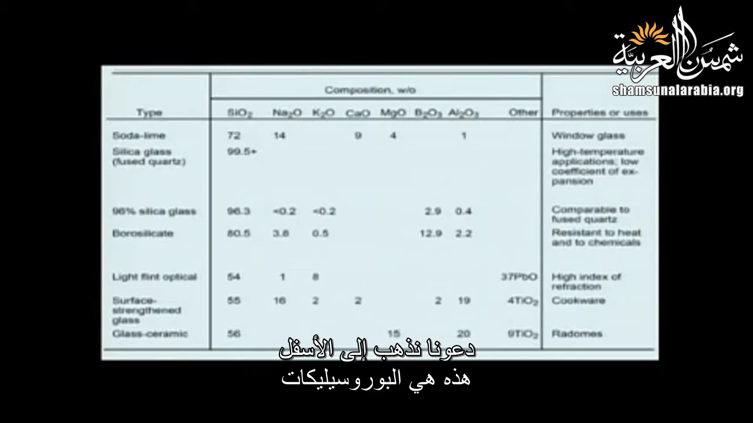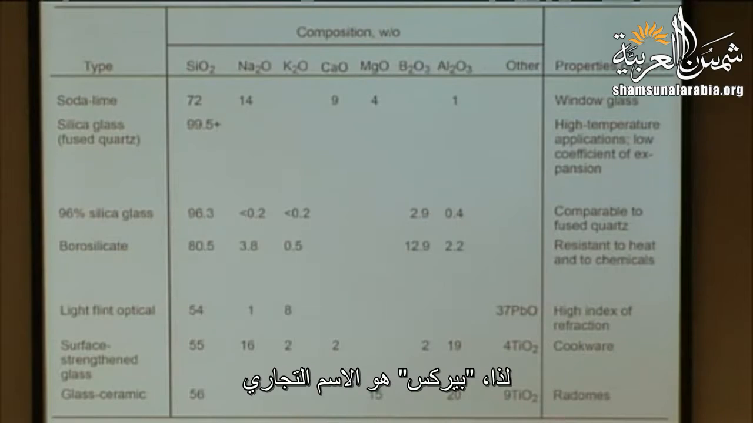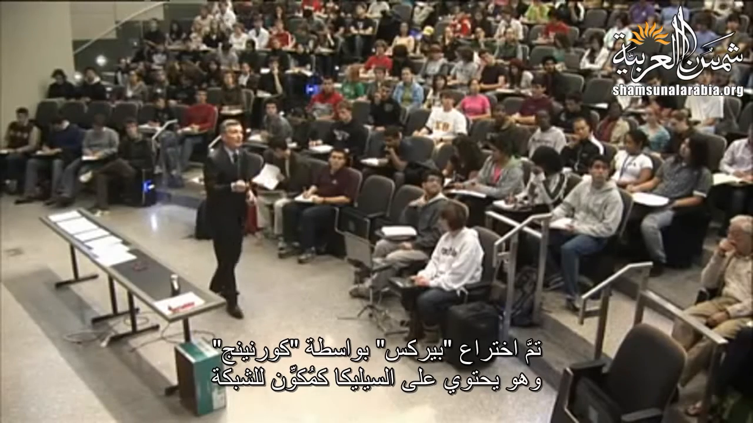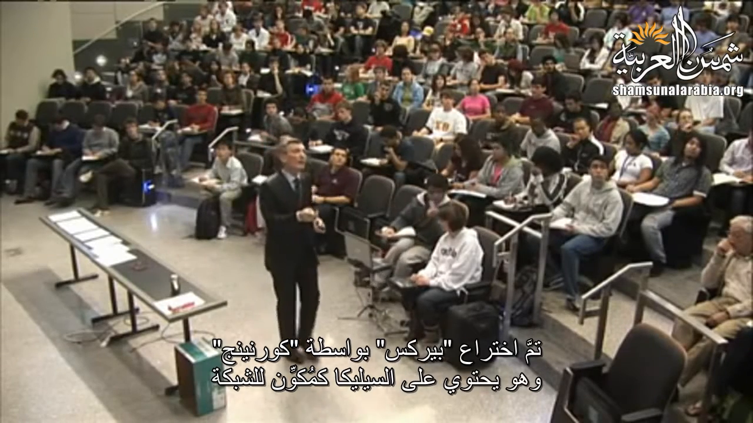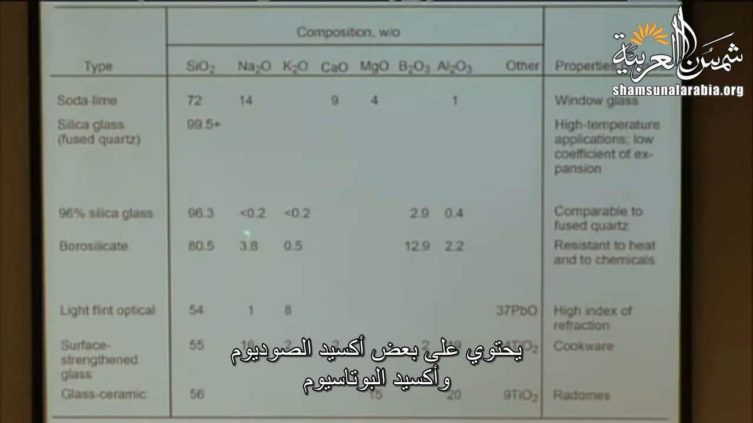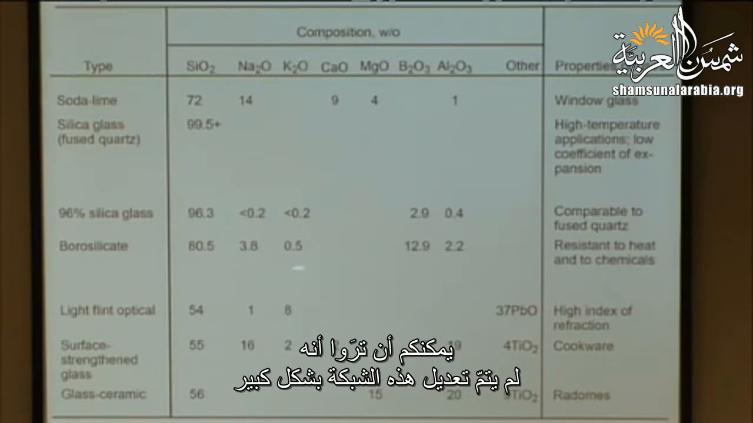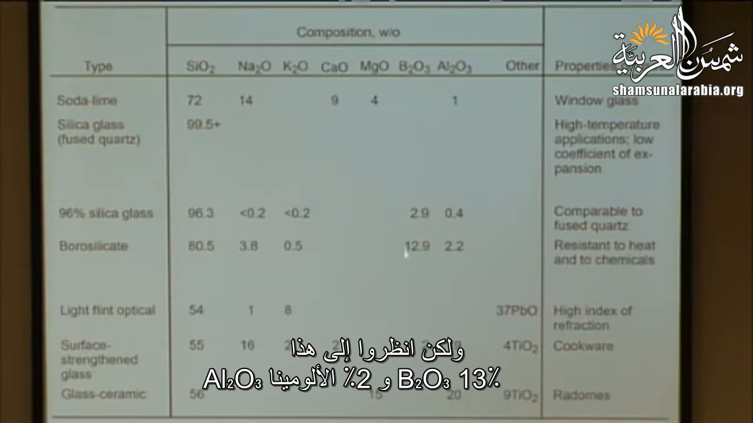Let's go down here. There's borosilicate. Borosilicate is the generic term for Pyrex. So Pyrex is a trade name. Pyrex was invented by Corning, and it contains silica as the network former. There's some sodium oxide, potassium oxide in rather small amounts. You can see this isn't a heavily modified network. Well, look at this. 13% B2O3 and 2% alumina.